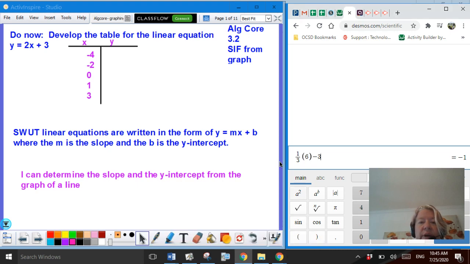Okay, so today we're going to move into finding slope-intercept form from a graph. So we're actually going to find the linear equation from a graph. So let's start by just doing a quick review of what we did yesterday.